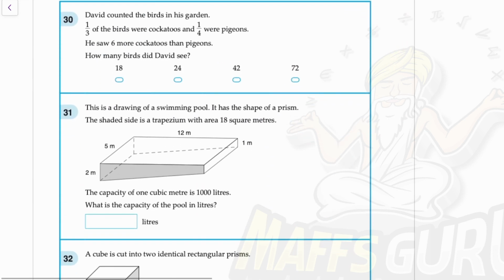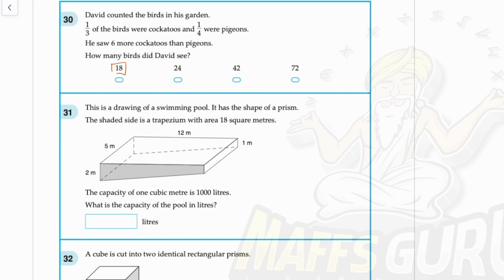David counts the birds in his garden. 1/3 of the birds were cockatoos, 1/4 were pigeons. He saw 6 more cockatoos than pigeons. How many birds did David see? All right, with this question here, I'm going to do it sort of actually backwards. And I'm going to say, well, okay, let's try and work out whether we can do it backwards.